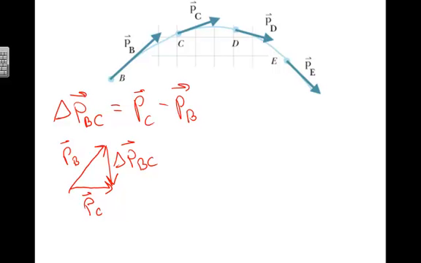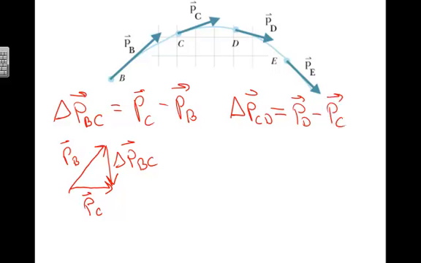So then we would look at the next time interval, and the change in momentum for this next time interval we'll call delta P CD. Now, this is my momentum at a later time. This is my P final for this time interval. So it's PD minus my momentum at the start of that time interval, which is PC.